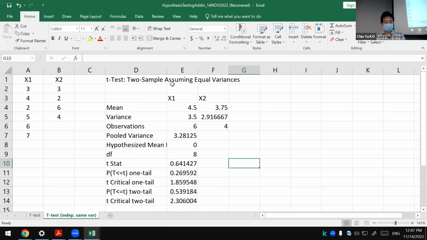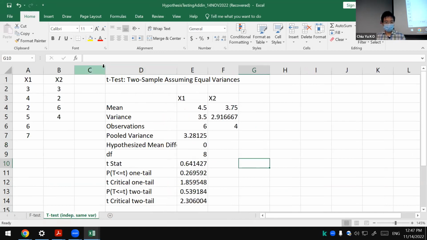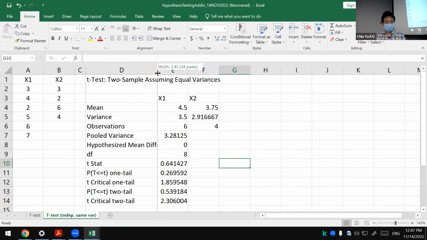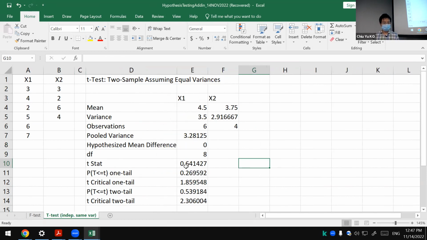As you will see, it basically gives you everything you want: the t-stat, the p-value, and also the two-tail t-value. So this is how you can do this in one click, and then you are done. It saves you a lot of effort to calculate the DF, the degrees of freedom, and saves you the hassle to calculate the pooled variance.